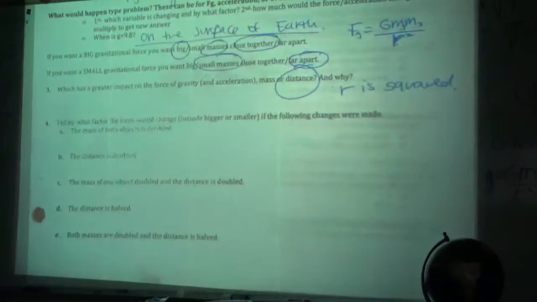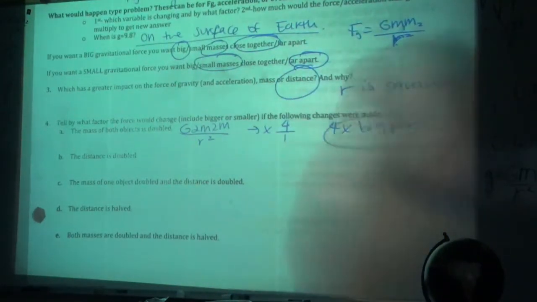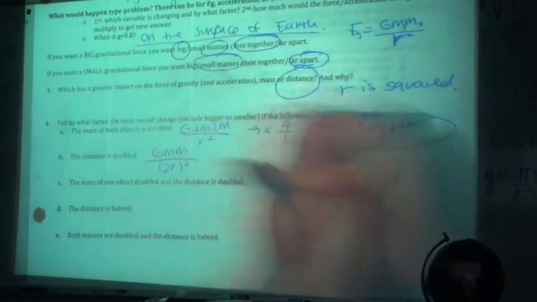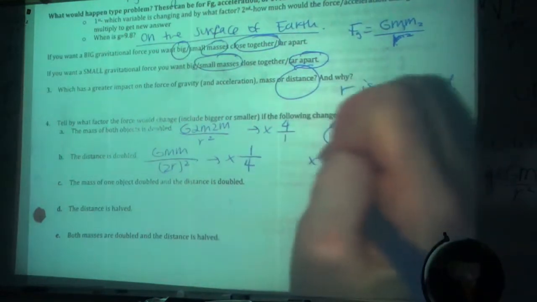Tell by what factor the force would change if the following changes were made. So mass of both objects is doubled, that's 2m over r squared. That would be times 4 over 1, so that's just 4 times bigger. If the distance is doubled, you're assuming everything else stays the same. So that would be a factor of 1 on top and 4 on bottom, so that would be 1/4 smaller.